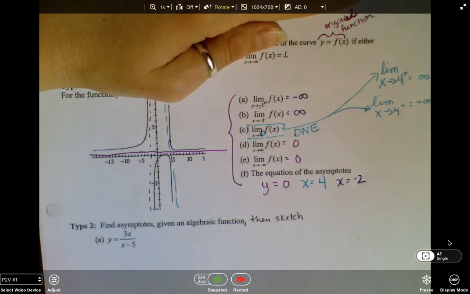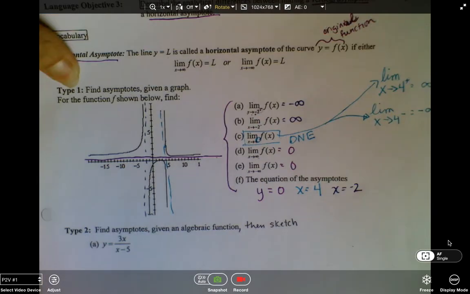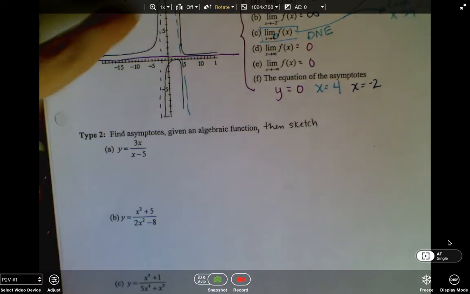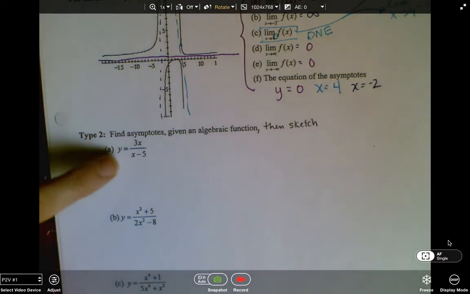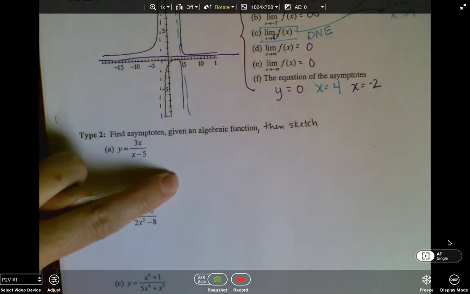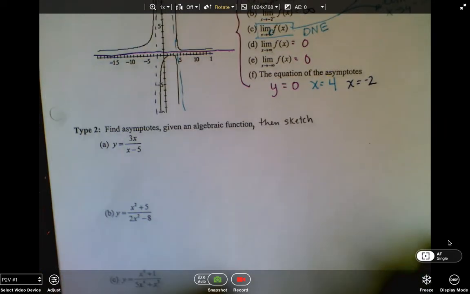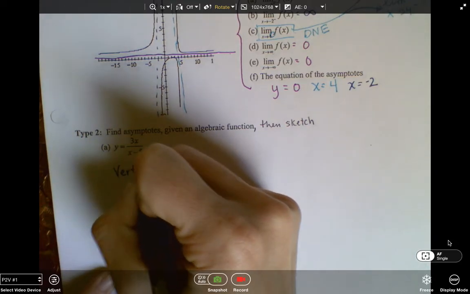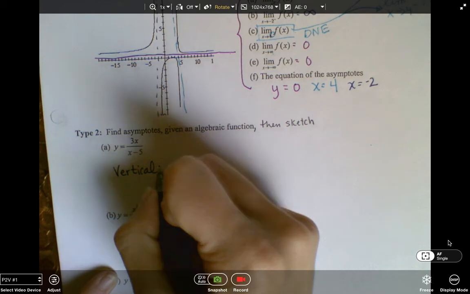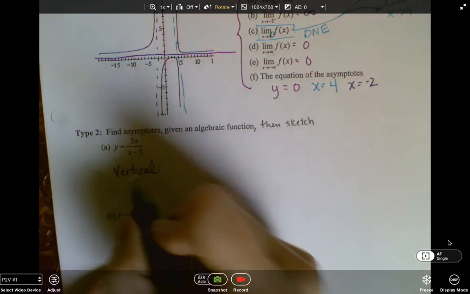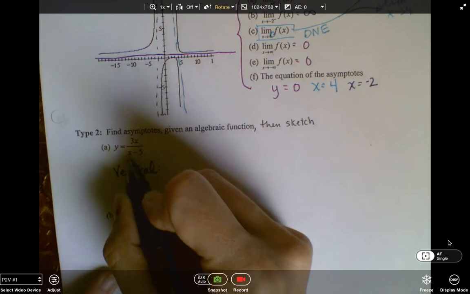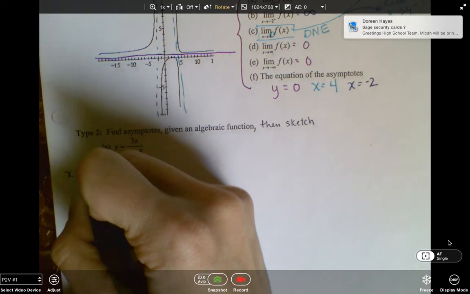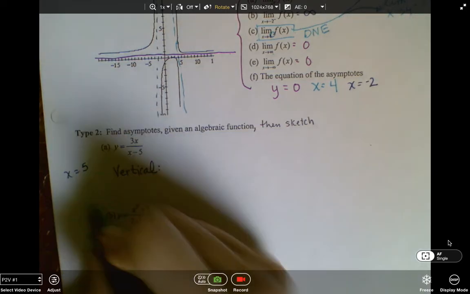Okay. Let's look at an example of type 2. So we're going to look at some different ones. Here we went from a graph and talked about limits. Now we're going to go from a function and talk about limits of different things. So let's talk about the different functions. Vertical asymptotes are caused by issues in the domain. So what are our issues in the domain? Well, if I look up here, I know that x equals 5 is a domain issue.